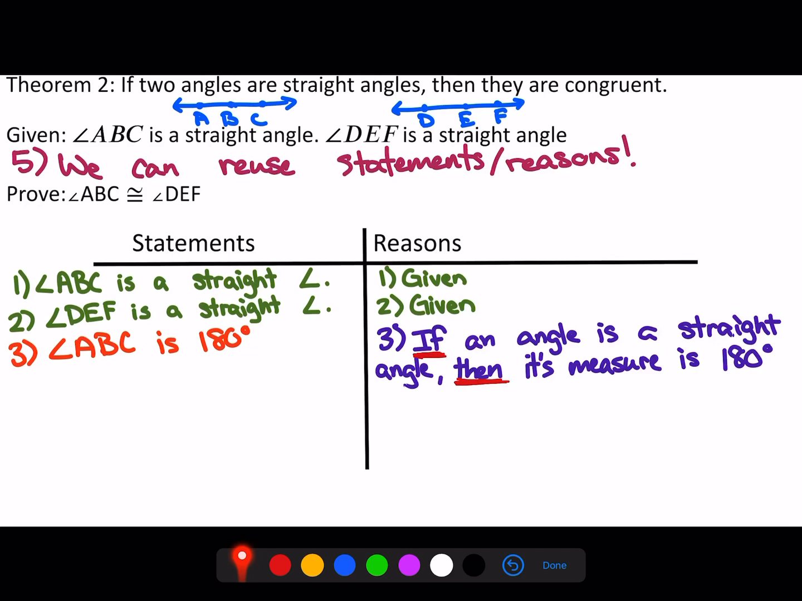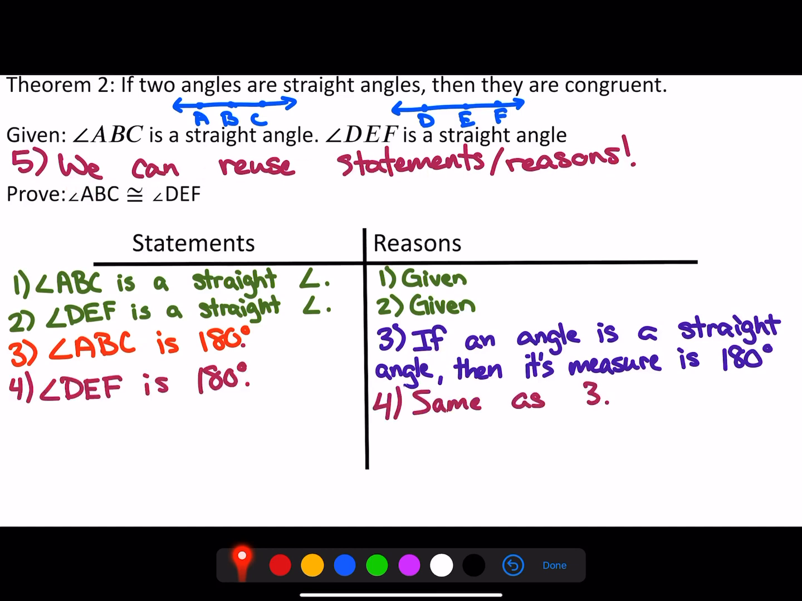Can I use the same logic for angle DEF? Absolutely, we can reuse statements and reasons. So I can say angle DEF is 180 degrees for the same exact reason as number 3. Then if we think back to our first theorem that we just proved, we can use that same logic once again. So I know that they're both equal to 180 degrees, so can I say that they're congruent?